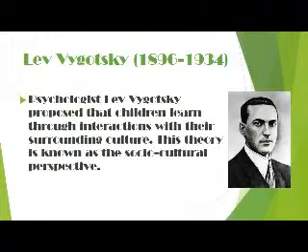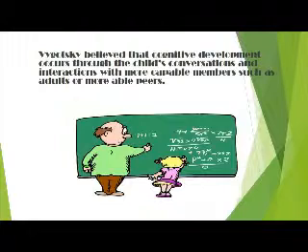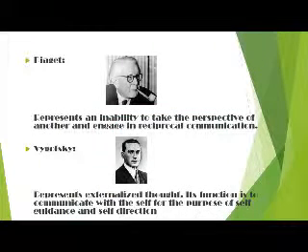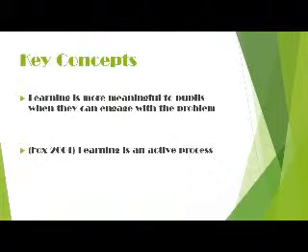Psychologist Lev Vygotsky proposed that children learn through interactions with their surrounding culture. This theory is known as the socio-cultural perspective. Vygotsky believed that cognitive development occurs through the child's conversation and interactions with more capable members, such as adults and more able peers. Piaget saw private speech as representing an inability to take the perspective of another and engage in reciprocal communication. Vygotsky saw it as representing externalized thought. Its function is to communicate with the self for the purpose of self-guidance and self-direction.